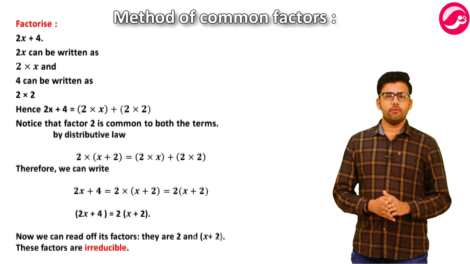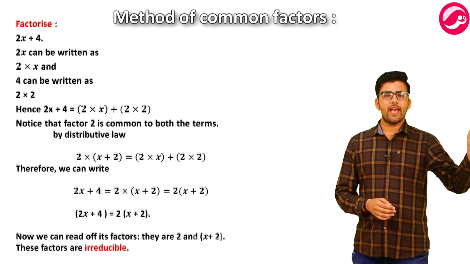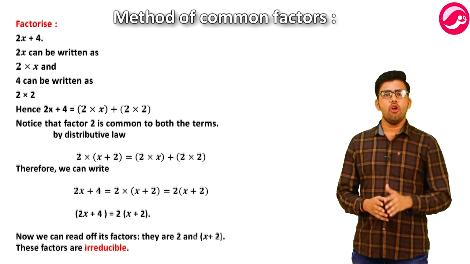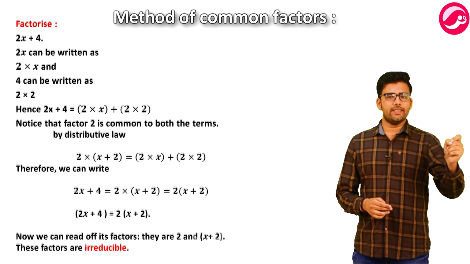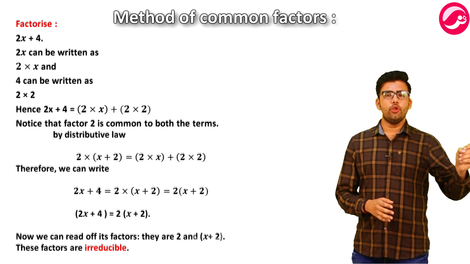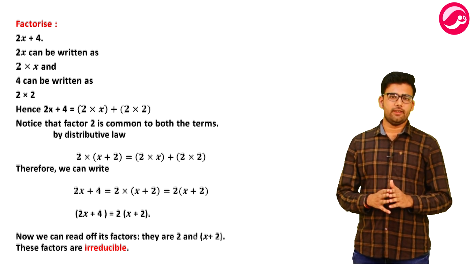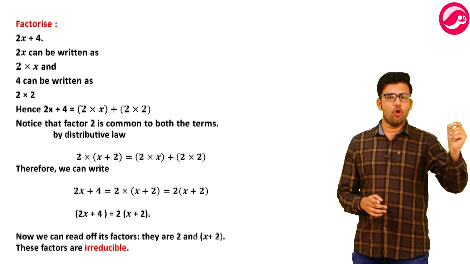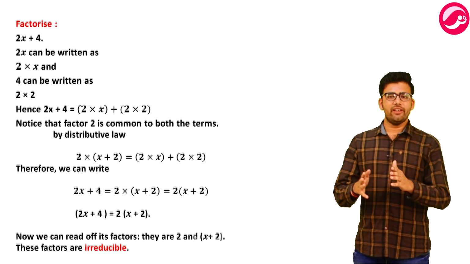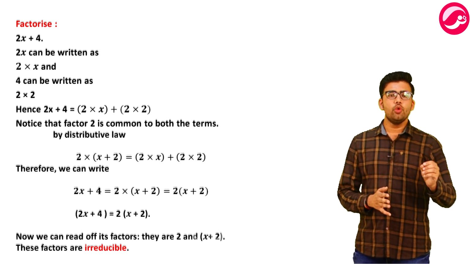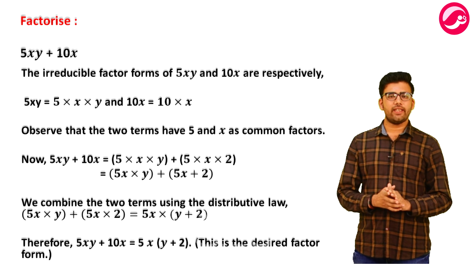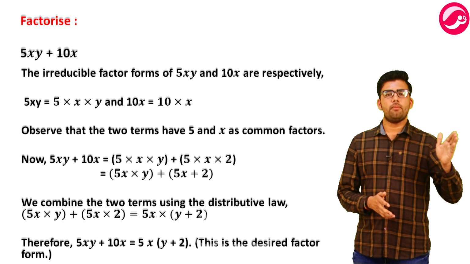Observe, by the distributive law, 2 into (x plus 2) is equal to 2 into x plus 2 into 2. Therefore, we can write 2x plus 4 is equal to 2 into (x plus 2). Thus, the expression 2x plus 4 is the same as the expression 2 into (x plus 2). Now, we can read off the factors as 2 and x plus 2. These factors are irreducible.